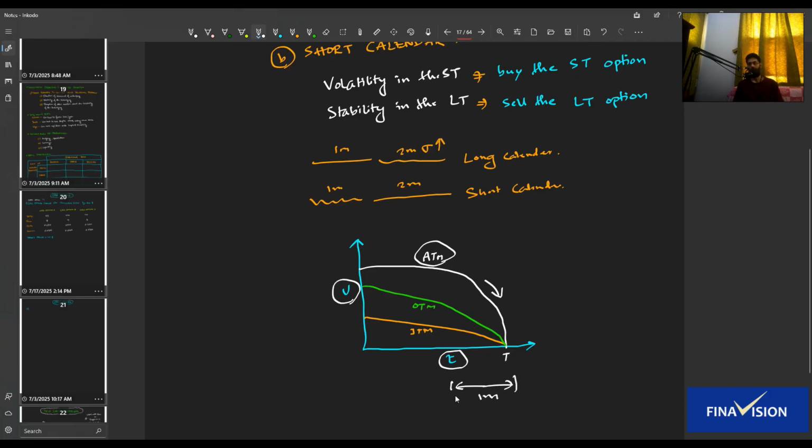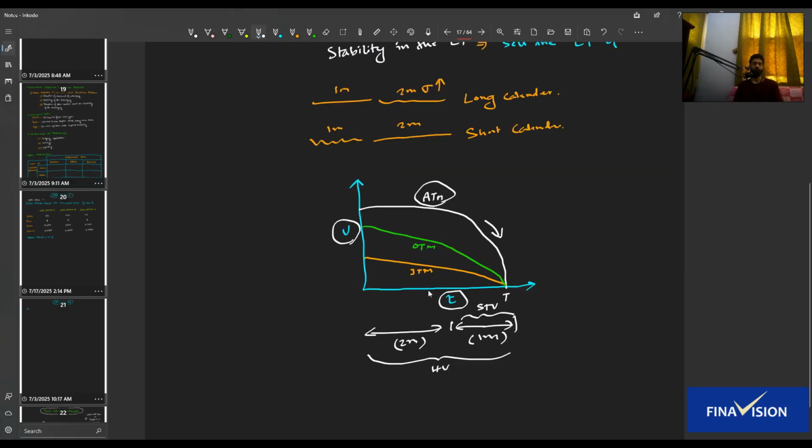1 month expiry has a steep slope like this, and then it is stable for 2 months. I'm just taking an example here, right? So compared to the premium, the longer term option has higher value than the short-term option, right?